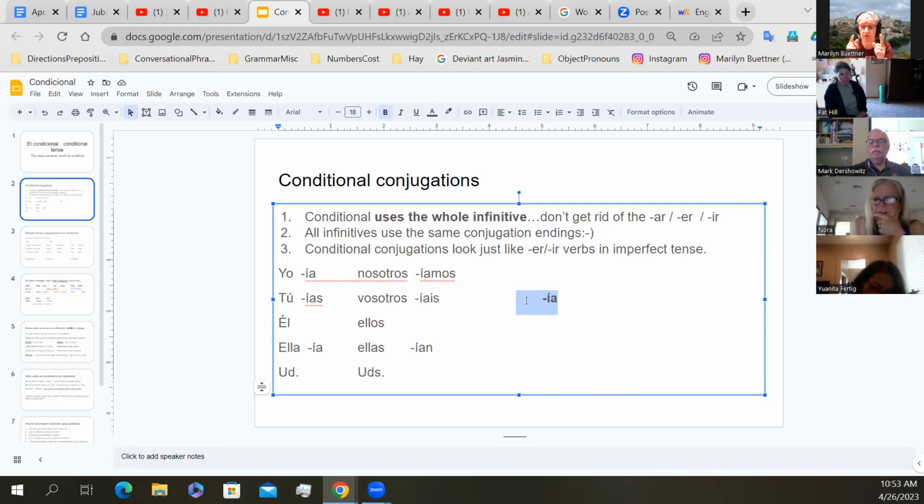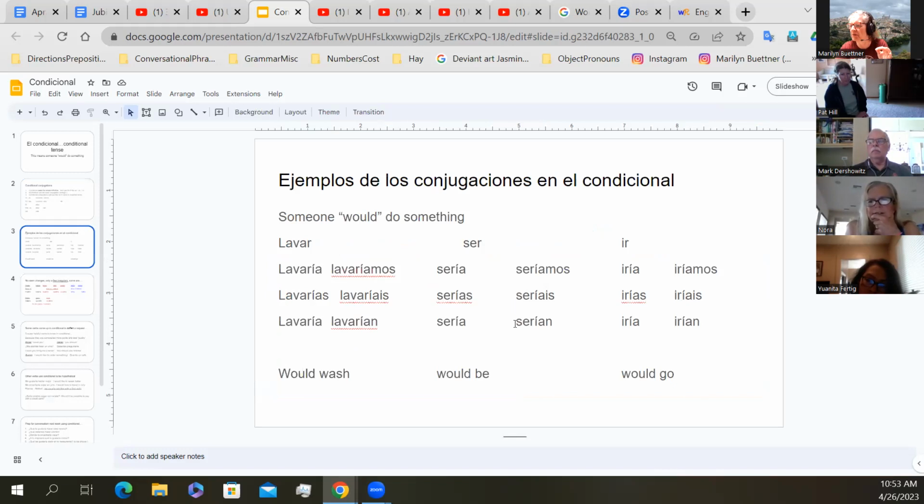You guys are used to right now getting rid of the ER. So having an extra syllable of that AR, ER, IR that you don't get rid of can make it kind of a mouthful to pronounce if you've got a long verb. So comería is not a horrible jump. Lavaría is not a horrible jump. Sería, not a horrible jump. That's not a mouthful. Iría, I would go, not a horrible big jump.